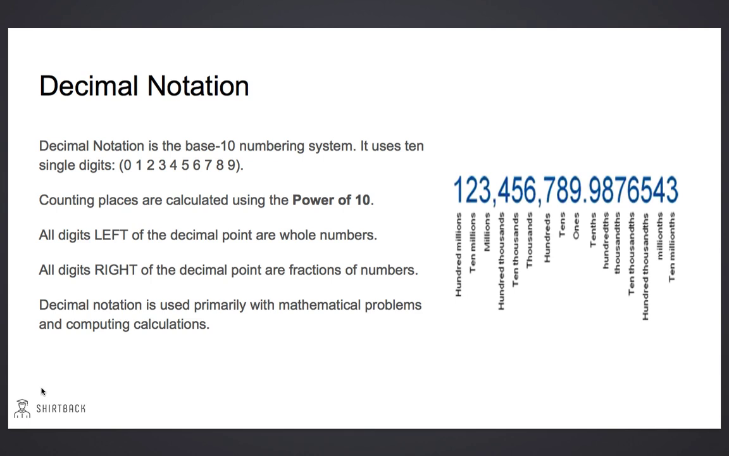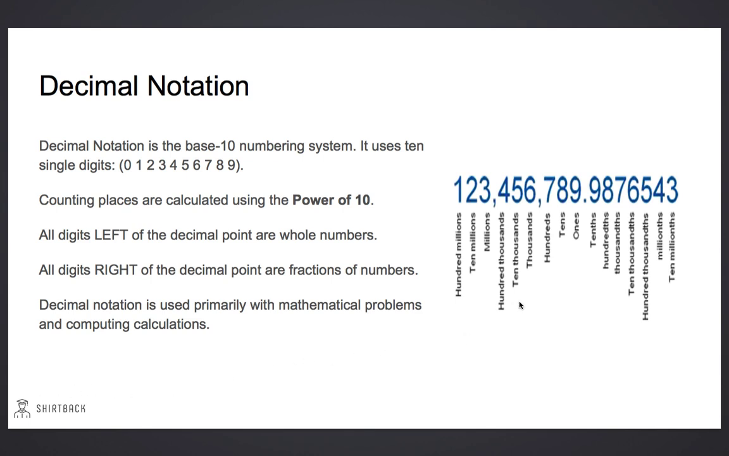Notational systems are numbering systems. The first numbering system we're going to discuss is decimal notation. Decimal notation is a base 10 numbering system. That means it uses 10 single digits. It's our normal counting system. The 10 numbers we use in decimal notation are 0, 1, 2, 3, 4, 5, 6, 7, 8, 9. We change a counting place once we reach 10 of the column that we are counting.